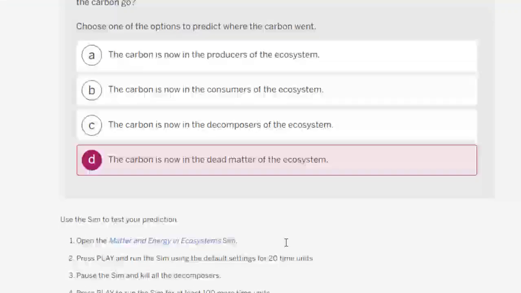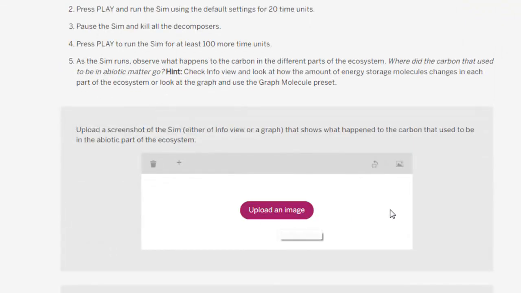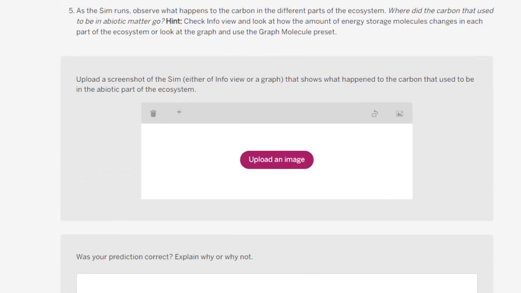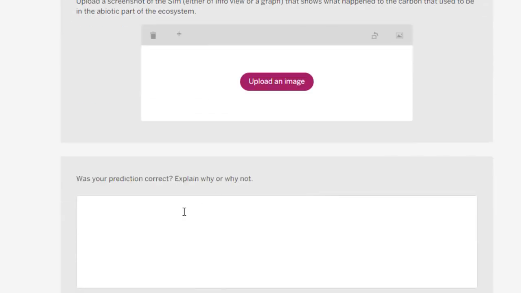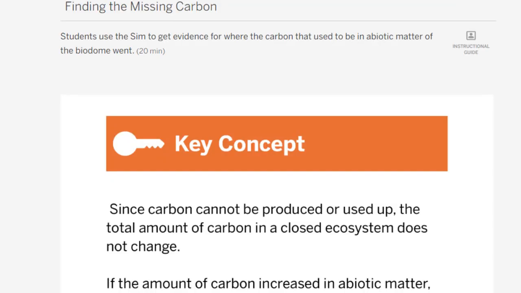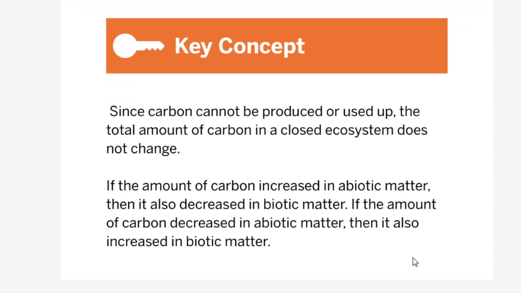So we head back here and we load a snapshot of what's going on. So grab a screenshot, upload it. Was your prediction correct? In this case, mine was. Okay, lack of decomposers would lead to a buildup of energy storage molecules in the dead matter of the soil. We move on to screen 2, and it just reinforces that.